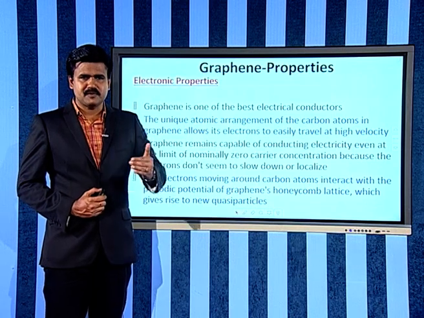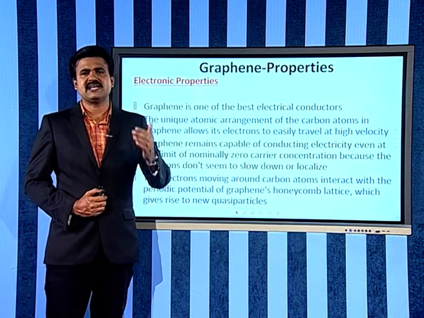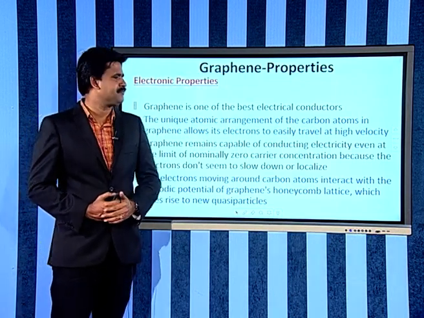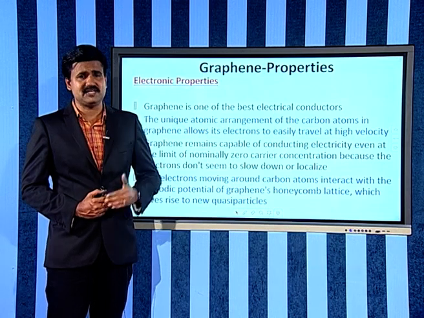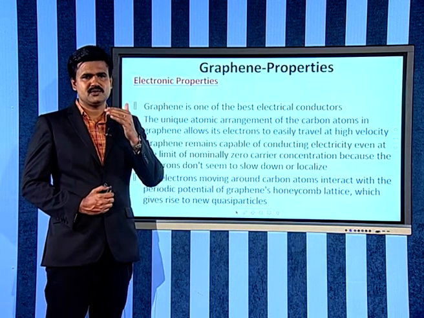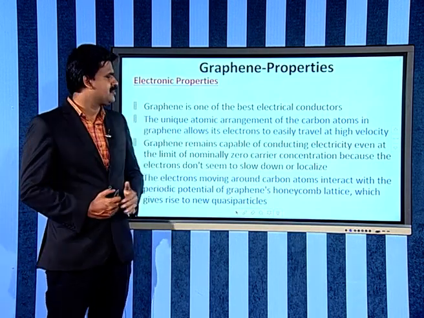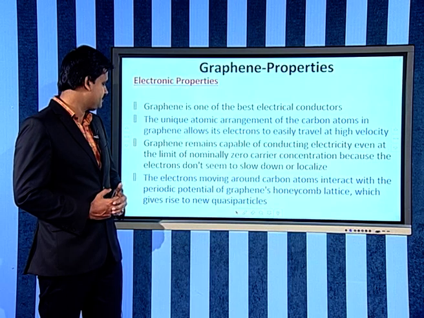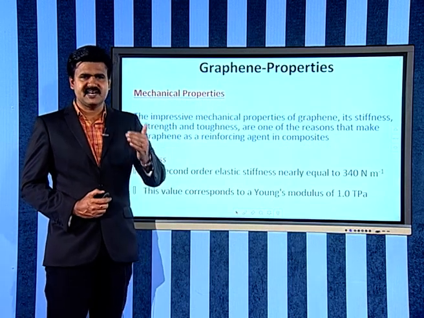Regarding the electronic properties, graphene is one of the best electrical conductors. The unique arrangement of carbon atoms in graphene allows electrons to travel easily with high velocity. Graphene remains capable of conducting electricity even at the limit of nominally zero carrier concentration because electrons don't seem to slow down or localize in it. The electrons moving around carbon atoms interact with the periodic potential of graphene's honeycomb lattice, which gives rise to new quasi-particles.